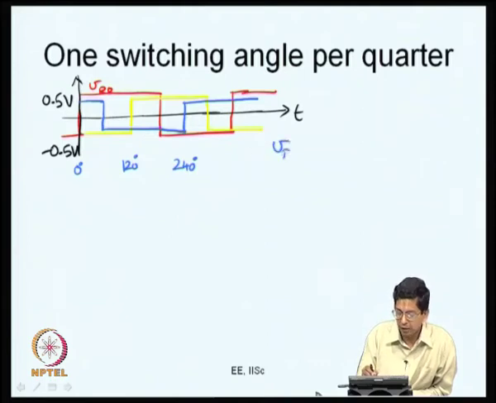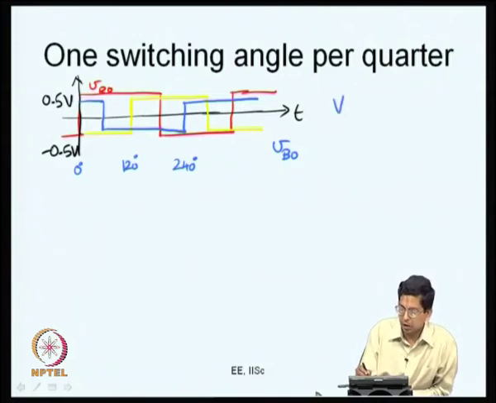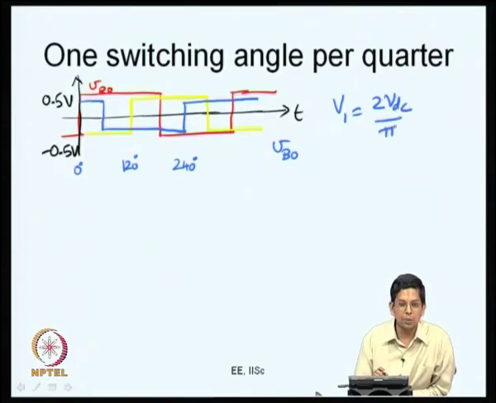Blue ink is VBO and the yellow ink is VYO. So, these are the 3 phase pole voltages when you operate with a square wave mode. And what is the fundamental component? It is the same for all the 3, and how much is that? The fundamental component is simply equal to 2 VDC upon pi, as we saw earlier. We cannot control this fundamental voltage.